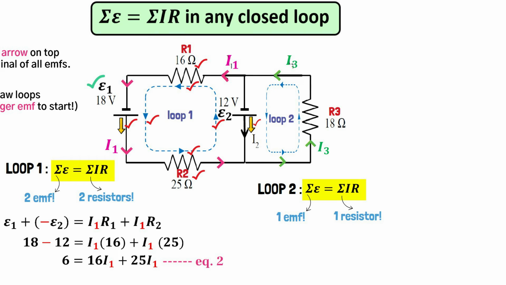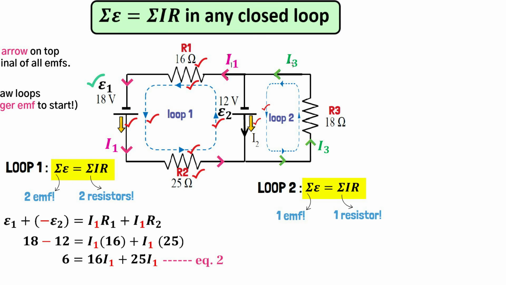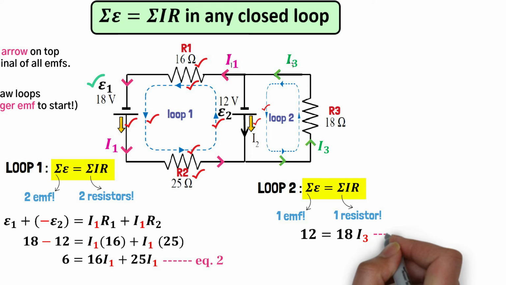So let's write the equation for loop 2. So here we just have one EMF. So the value of EMF 2 should be positive 12 equal to 18I3. 18 tu merujuk kepada R3. So 18 ohm times dengan current apa yang lalu dekat R3. Jadi daripada gambar rajah kita nampak current yang lalu dekat R3 adalah I3.